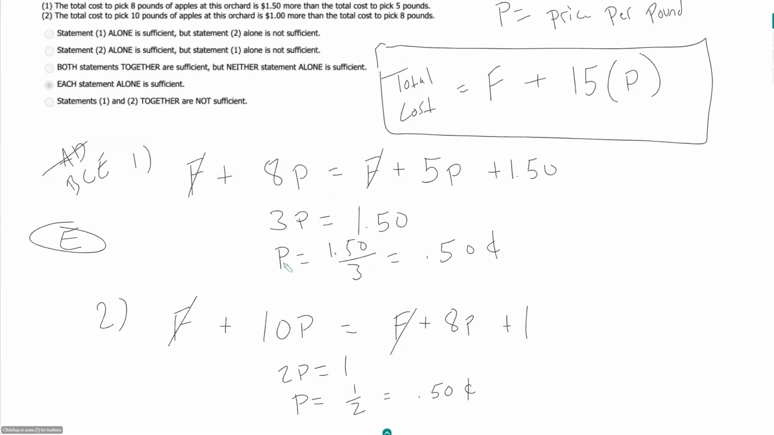And I don't even need to look at C, because you don't need to look at them together when the statements are telling you the same thing. When they are repeating the same information, there is no way any one of the statements can add anything to the other statement. And so I can eliminate both B and C here in one fell swoop. E is the answer.